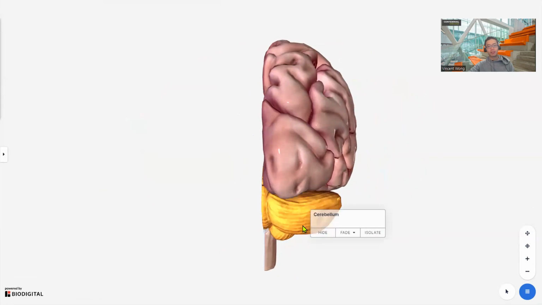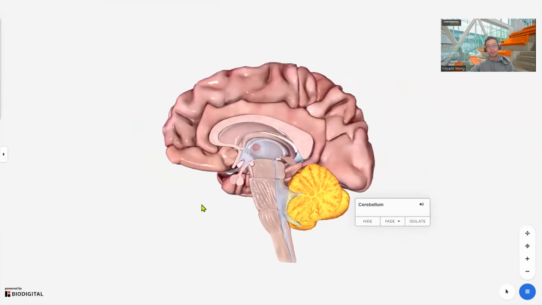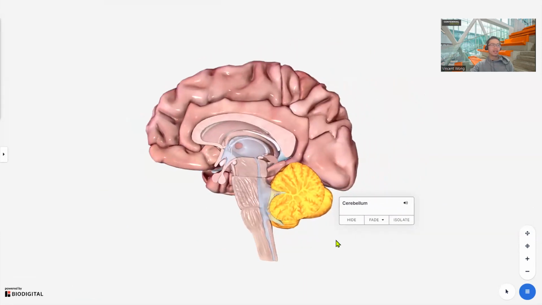So there we have the cerebellum. Okay, we're going to learn more about the cerebellum later, but I just want to give you a foreshadowing, a heads up of what it does. Okay, cerebellum does 3 things. Number 1, it helps you maintain balance and equilibrium.